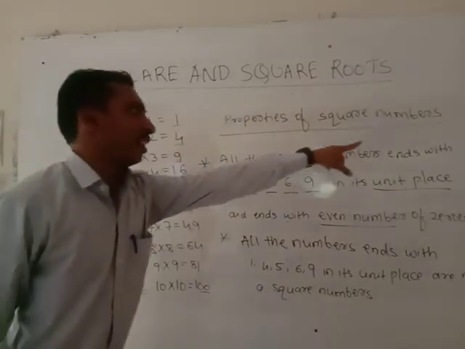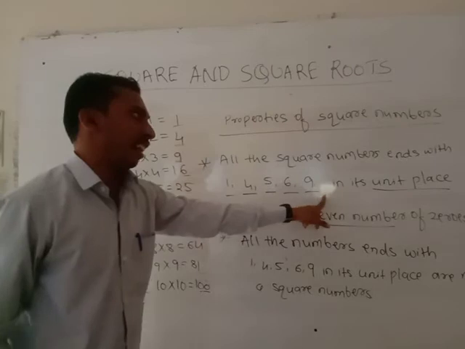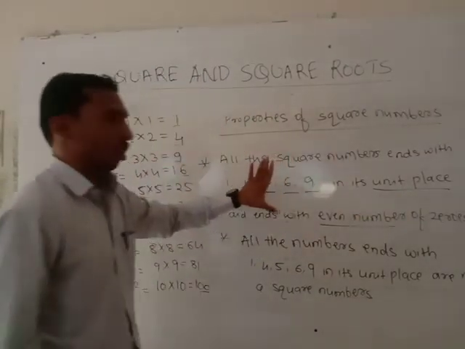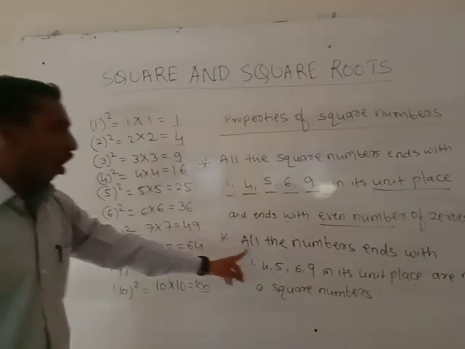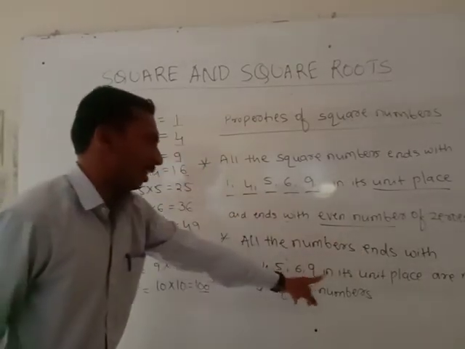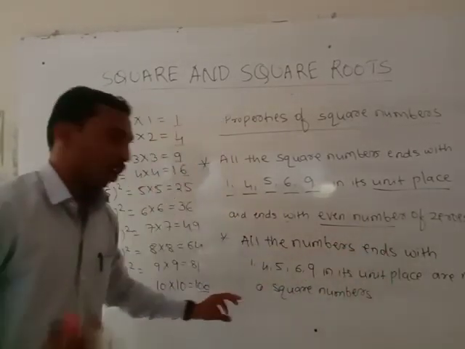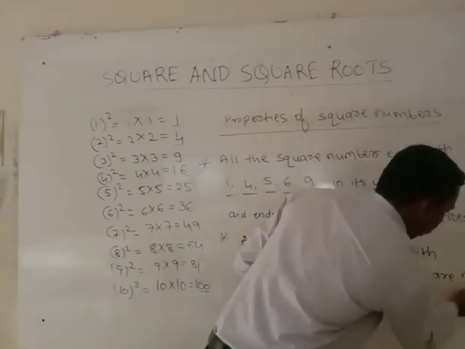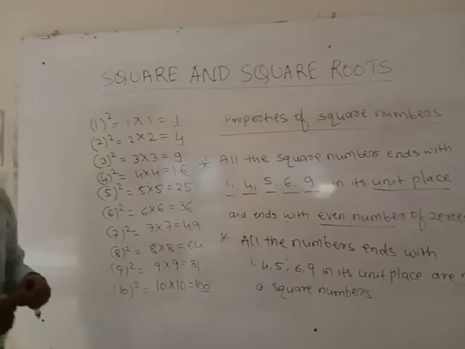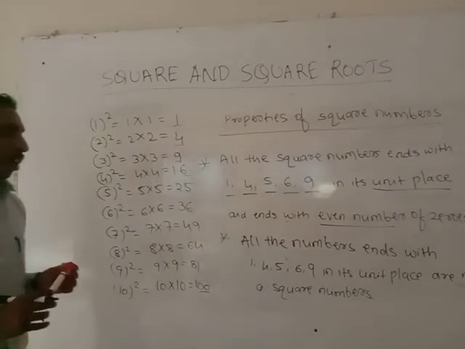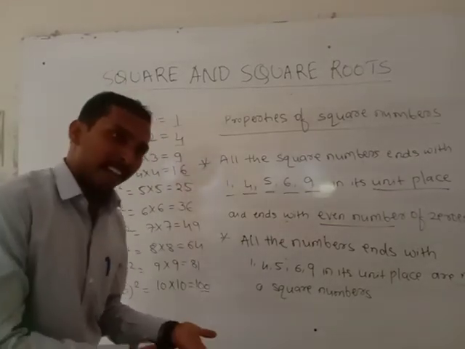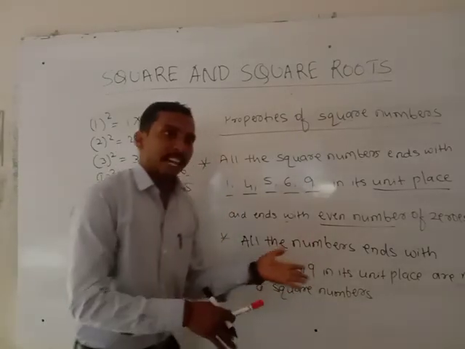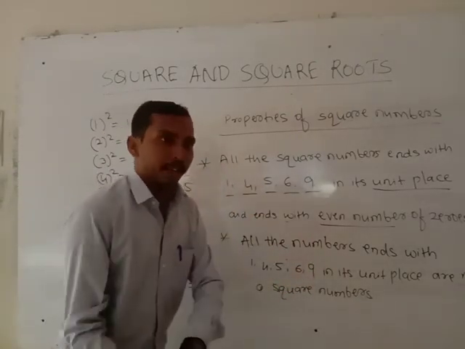All the square numbers end with 1, 4, 5, 6, 9 in the unit place, or end with an even number of zeros. And all the numbers that end with 1, 4, 5, 6, 9 in the unit place are not necessarily square numbers. This is very important. They may be square numbers or they may not be square numbers. I will tell you why they may be and why they may not be.